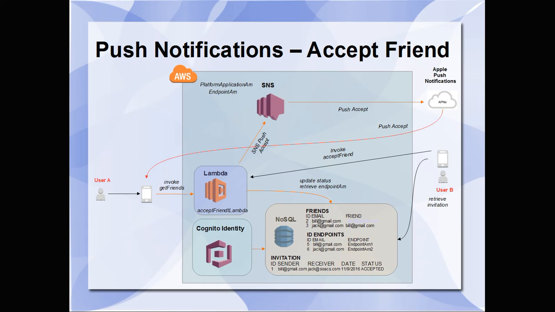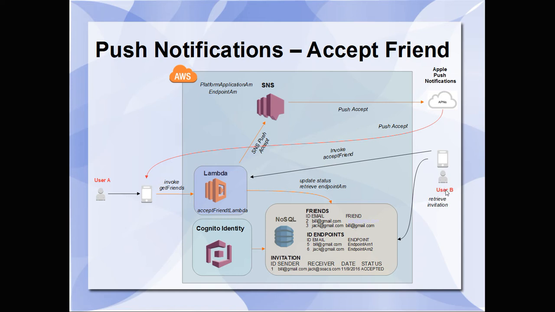Okay, this looks a little bit confusing, but let's just take it from the top. Okay, user B now is going to accept the friend invitation. User B receives the invitation. Okay, now notice we have a table of endpoints. I use email IDs as endpoints. We have an invitation table.